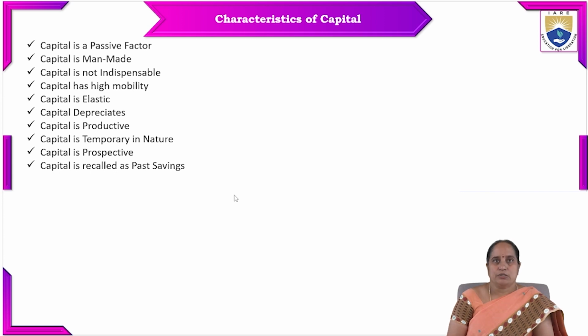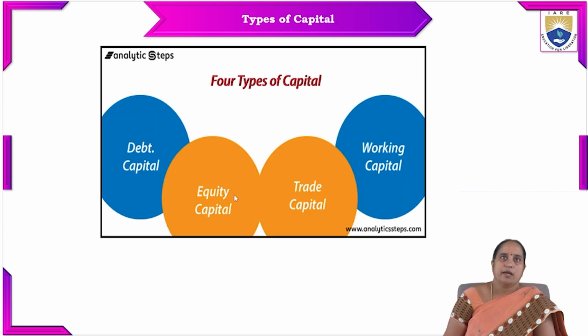Whatever form we are talking about, cash, or whatever amount you spend on fixed assets in the production process, is always temporary in nature, not permanent. Capital is prospective and is recalled as past savings. Whatever surplus amounts you have, we spend in the business in the form of shareholders' own funds. That initial investment, whatever we invest in the production process, is known as capital.